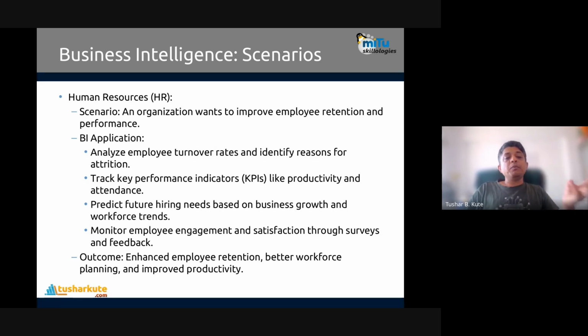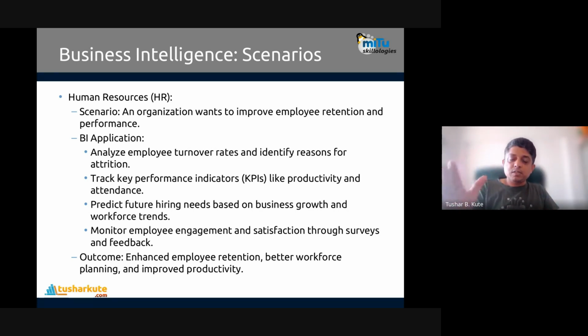And very importantly, we can monitor employee engagement continuously. We can see whether they are engaged in the company's growth and satisfaction through surveys and feedback. We analyze surveys and feedback and accordingly take action on the problems they raise. What is the outcome of it? Enhanced employee retention, better workforce planning, and improved productivity are possible there, because we have analyzed why people are leaving.